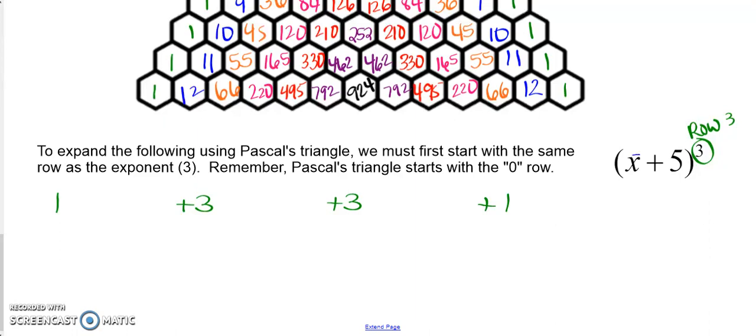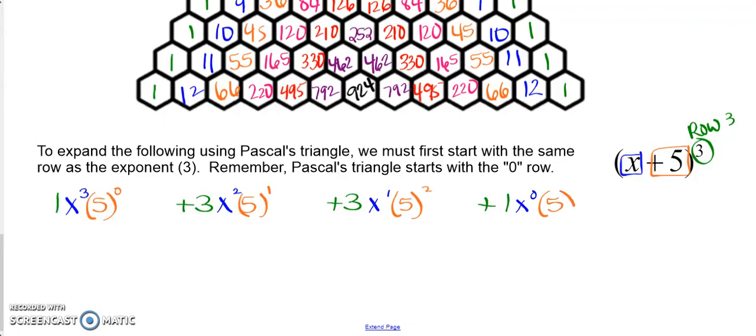Now, we're going to start with the first term, x to the third power, the exponent on our binomial. So x to the third, x squared, x to the first, and x to the 0 power. Then we're going to look at 5, that second term. Include the sign, so it's positive 5. Now watch this. I'm going to put this in parentheses. You should really get into the habit of using parentheses here. And we'll see why that's important in some of the later examples.